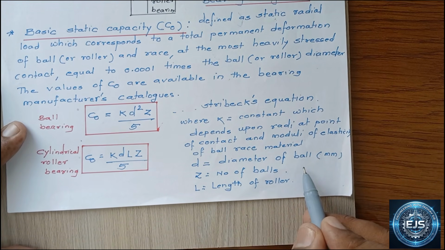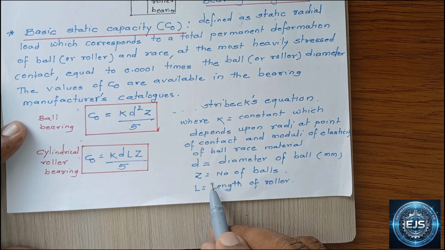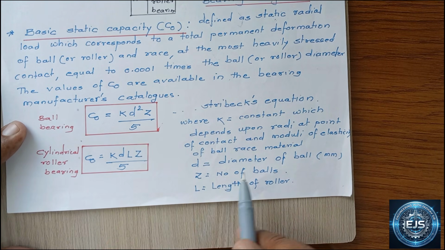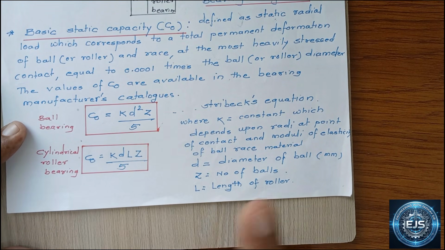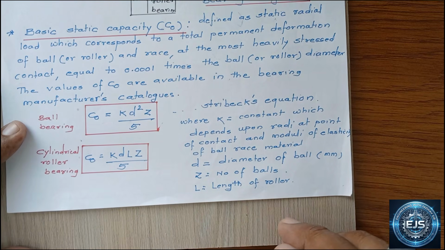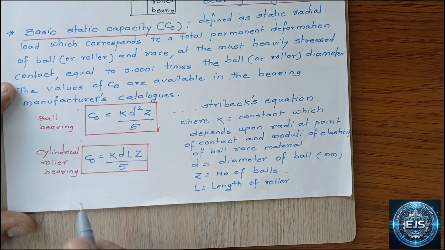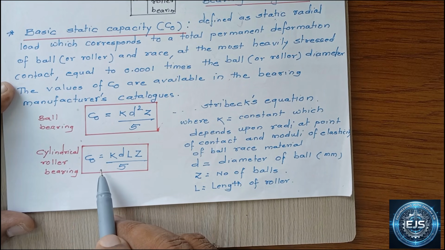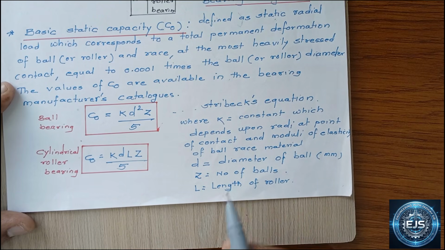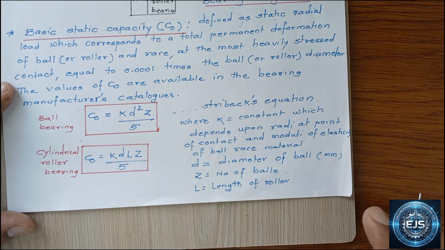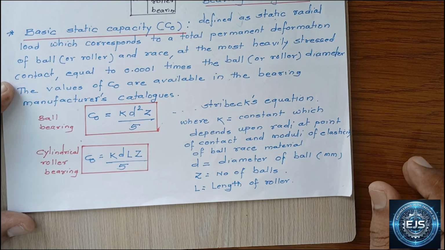And d is nothing but diameter of ball in case of ball bearing. Small d indicates the diameter of the spherical ball in mm. Z indicates the number of spherical balls. So C0 is calculated by this formula k into d square z upon 5, where k is constant, d is the diameter of the ball, z is the number of balls in the ball bearing. Now for cylindrical roller bearing, this basic static capacity is given by the equation k d l z by 5, where k is the constant, d is nothing but diameter of the roller, l is nothing but length of the roller, z is the number of rollers in a cylindrical roller bearing.